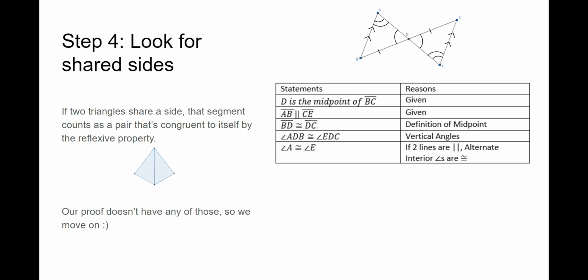Step four is to look for shared sides. We don't have any of those in our picture. Our triangles are just touching each other at that one point. They're not sharing an entire segment, but this is an example of what that would look like.